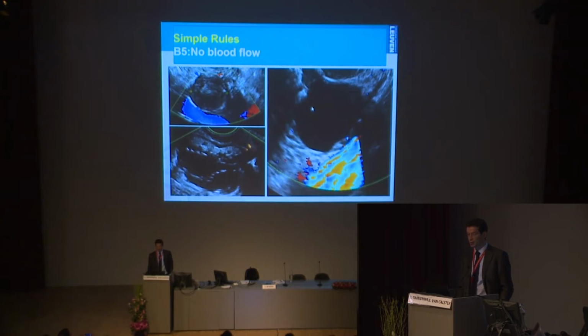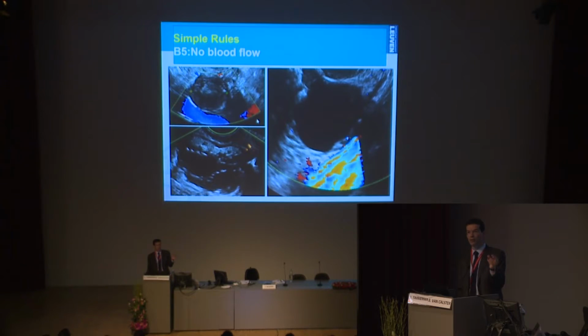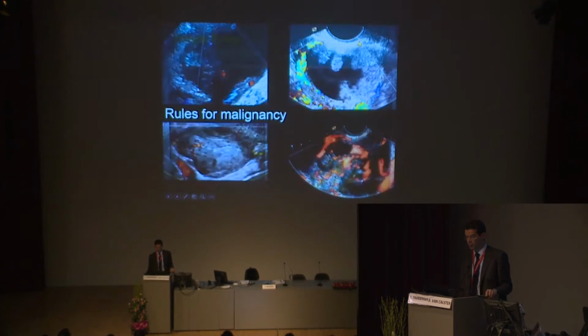And finally, blood flow is absent. So color score 1, no blood flow. And this does not mean that you don't see any flow on your image. It means that you don't see any flow in the lesion. So sometimes you have a lesion, a dermoid cyst, surrounded by normal ovarian stroma. If you see flow in the normal ovarian stroma, that does not mean that there's no flow in the lesion. The rule is that there should not be flow in the lesion. And if this is the case, then it's B5.